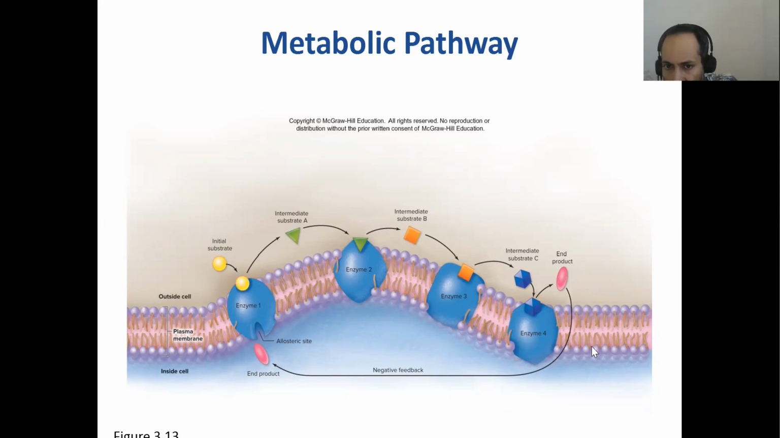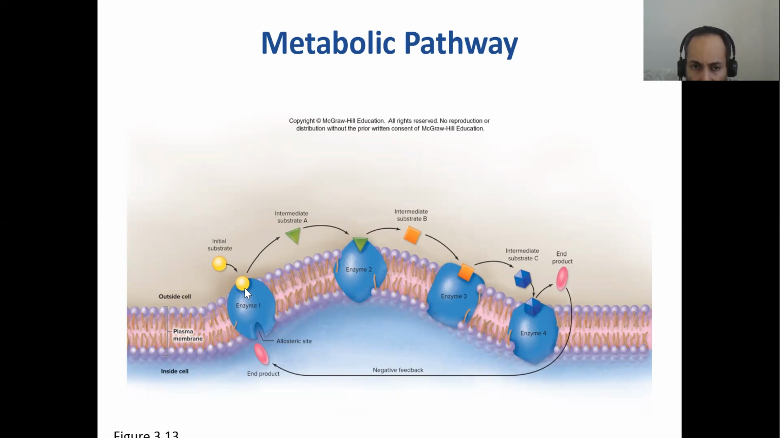So again, you can see this is a cell membrane. You have the phospholipids, right? Phosphoheads and the lipid tails here. Okay, so 4 different enzymes are found here. Here's the substrate, binds to enzyme number 1, okay? And the first enzyme does its job. Here's the intermediate substrate after processing.